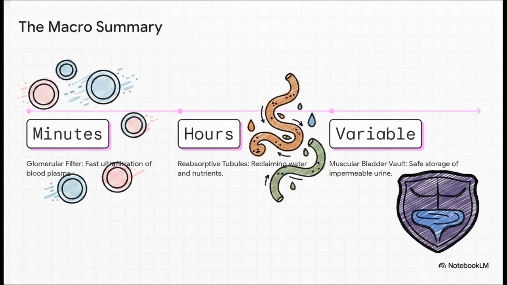Okay, let's step back for a macro summary. Think about the incredible architectural transition we just traced. We started out at the delicate, high-pressure, incredibly leaky cellular filtration barrier of the renal corpuscle, which operates in a matter of minutes. We then moved through the dense, mitochondria-rich reabsorptive tubules pulling back water and nutrients over hours. And finally, we arrived at the thick, muscular, entirely impermeable macroscopic vault of the bladder, designed exclusively for safe storage.